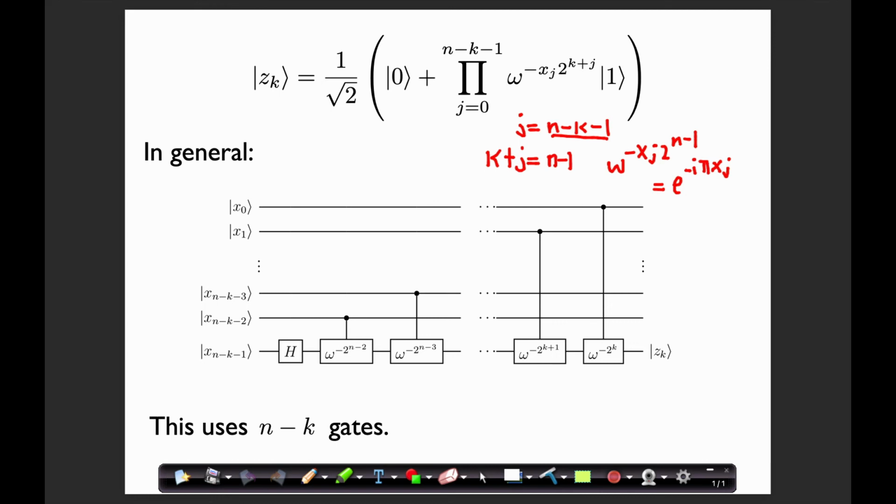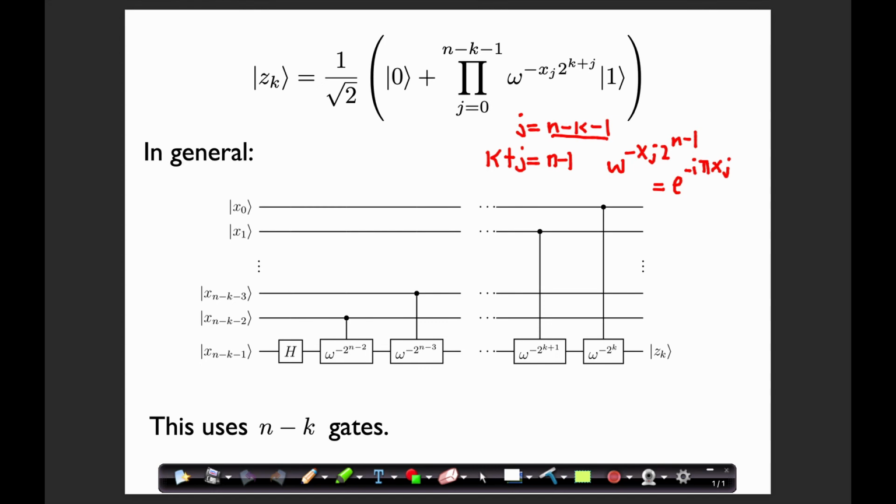Okay, so when we plug that in here, we want to multiply by the phase 1 if x_{n-k-2} is 0, and if x_{n-k-2} is 1, then we want to multiply by the phase omega to the minus 2 to the n minus 2. So we can do that with this conditional rotation here. Okay, and etc. We just keep applying these conditional rotations.